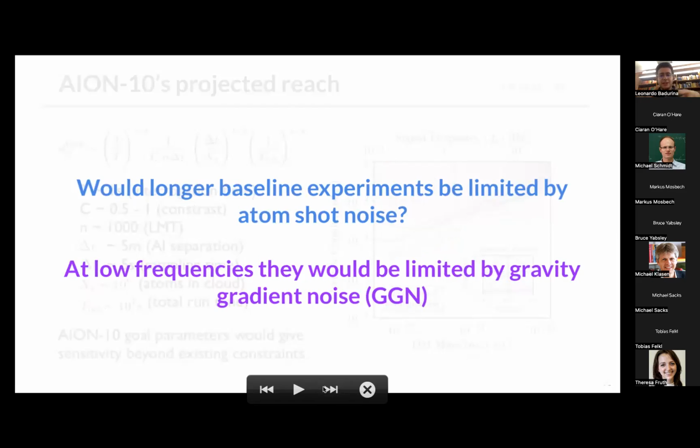So in calculating these projected sensitivities, we assumed that the experiment was limited by atom shot noise. But is this always true? The answer is no. Specifically at low frequencies, the experiment would be limited by a type of noise called gravity gradient noise.